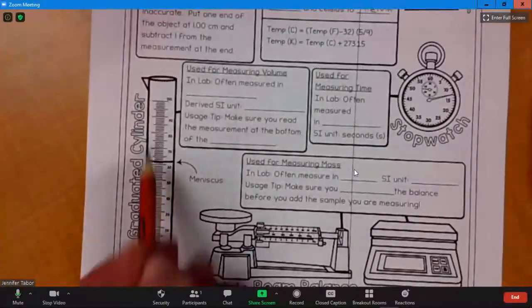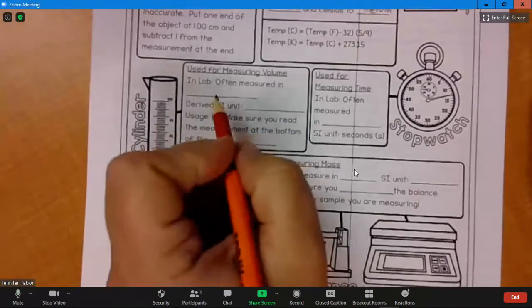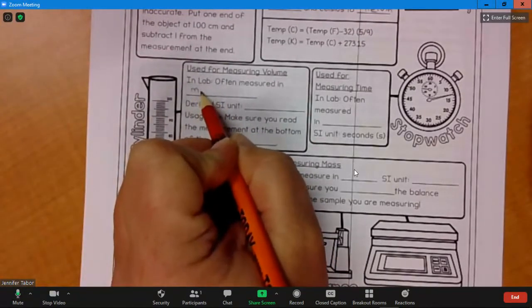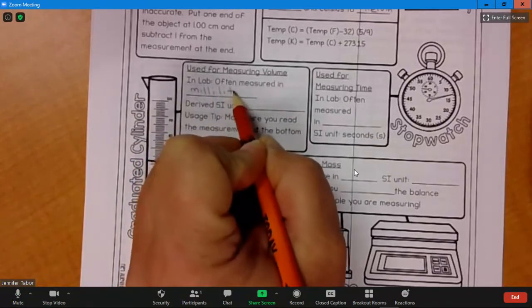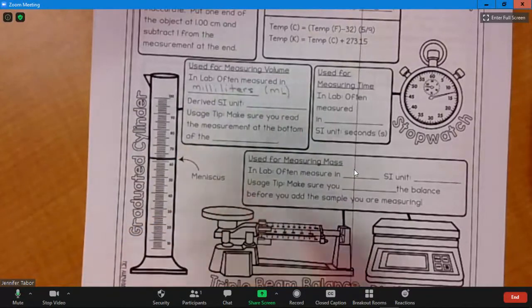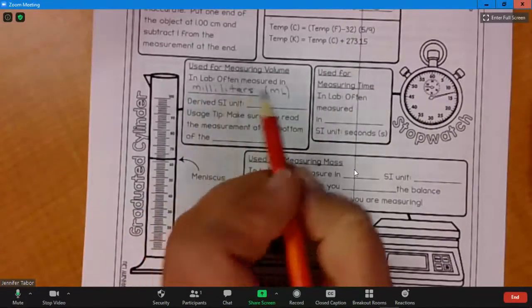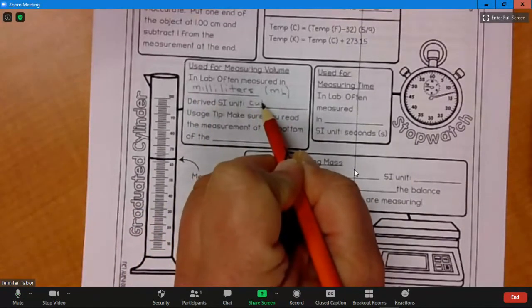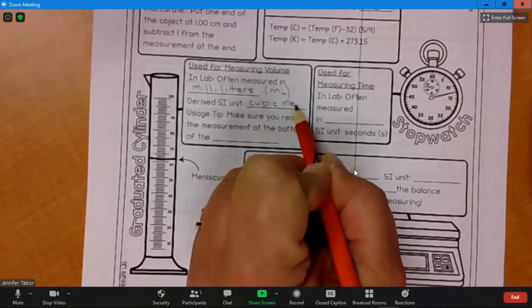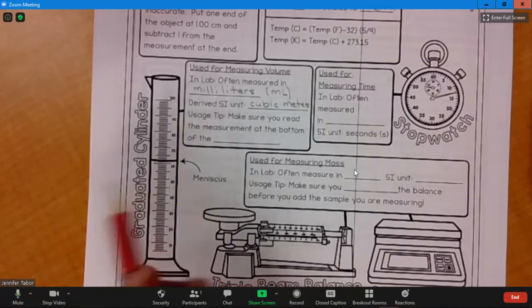Here we have a graduated cylinder. It is used for measuring volume. I will tell you this right now, do not ever use a beaker to measure volume when you're doing that in class. That is super important. In the lab, we will most often be measuring things in milliliters, which is abbreviated mL. The derived International System unit, and one that you'll see, is cubic meters. That's meters cubed. And we'll talk about that as we go along as well.